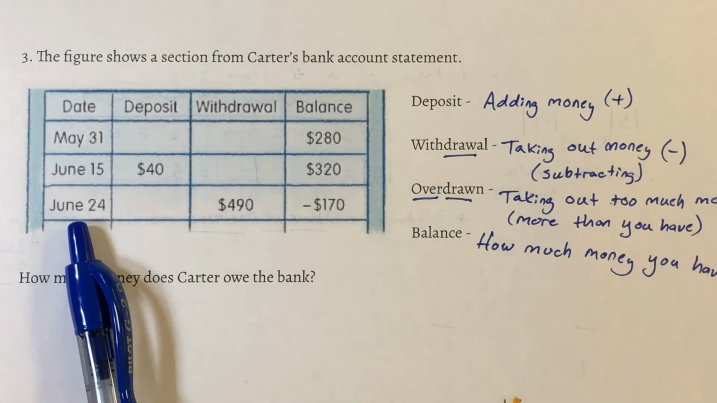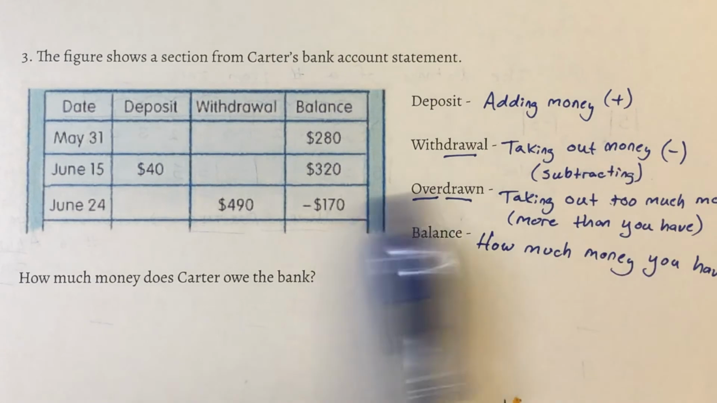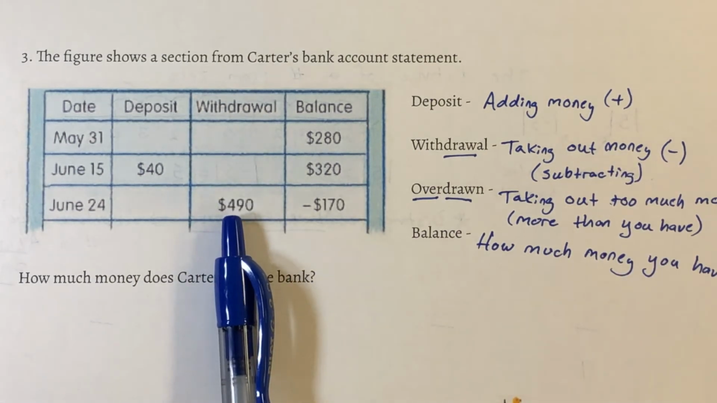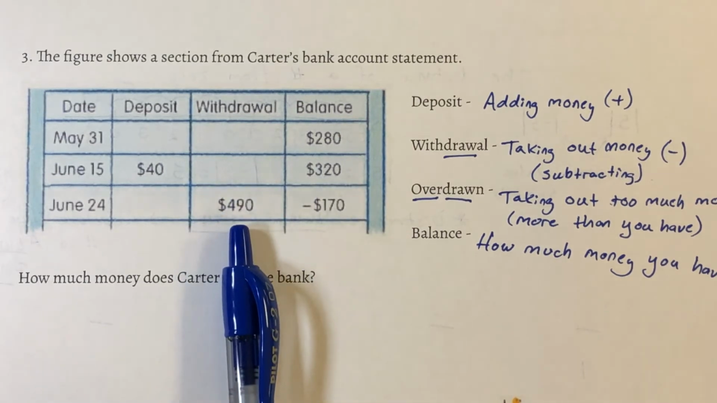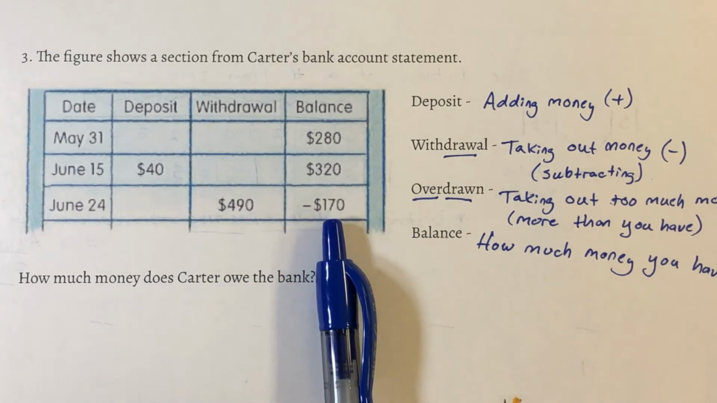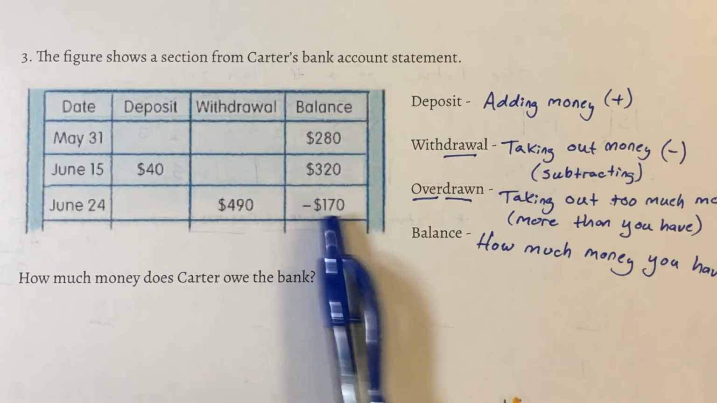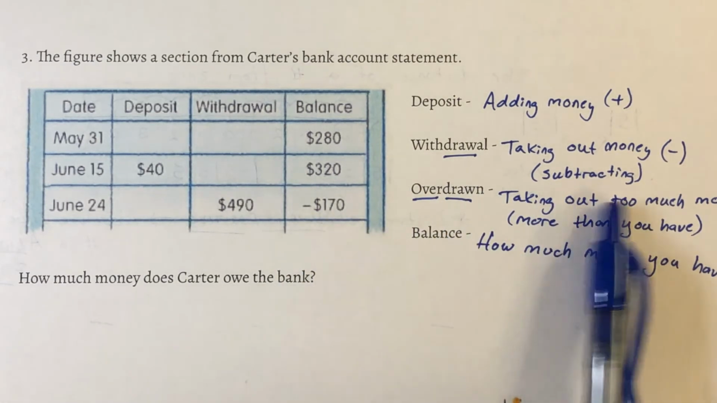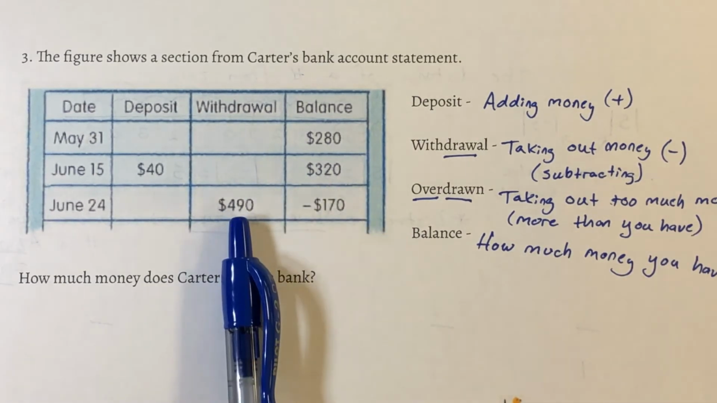On June 24th, he made a withdrawal of $490. Withdrawal again means taking out money. So he took $490 out of the bank. But if you remember, he only had $320, meaning he just took too much money, and now you'll notice his balance. How much money does he have? He has negative $170. That means his account is overdrawn. He took out too much. He took more than he had. He only had $320. He took more.